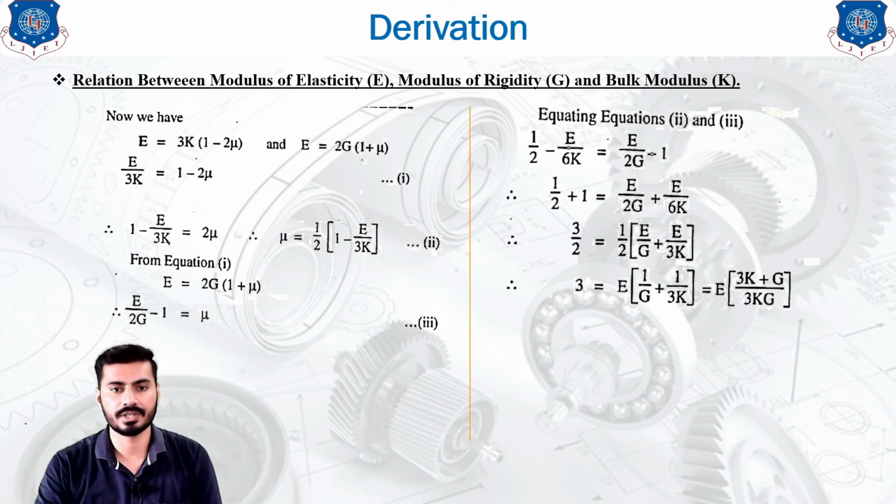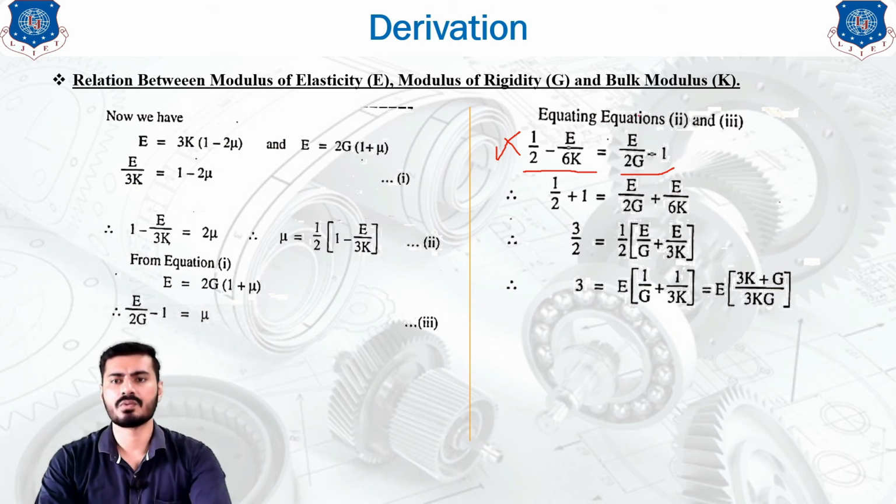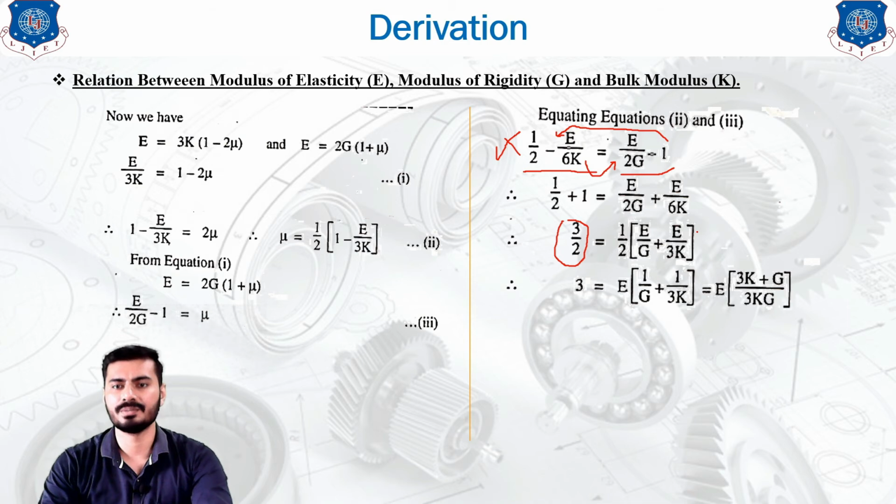So first of all we introduce our 2 mu equations over here. 1 upon 2 minus E upon 6K equals E upon 2G minus 1. Now simplify this equation, take this 1 onto the other side, it will be plus 1, and take the other 1 to the other side, it will be plus. Okay, our final answer would be 3 by 2 equals, taking 1 by 2 common, E upon G plus E upon 3K.